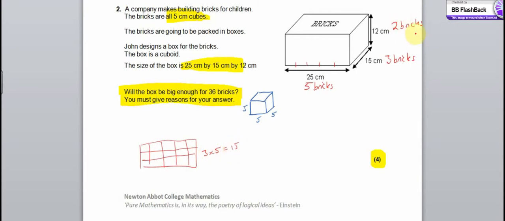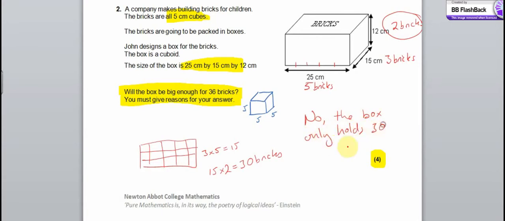But there's 2 layers of bricks here. So you've got the bottom layer, then the second layer, then the gap. So actually it's 15 multiplied by 2, so actually 30 bricks. So the answer is no, the box only holds 30 bricks.